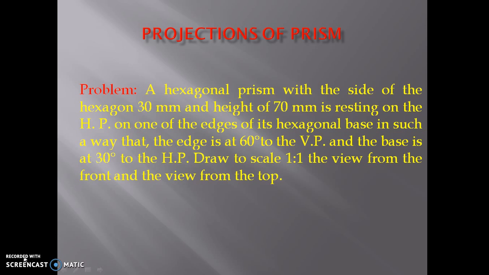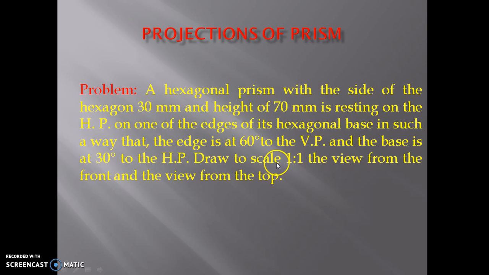The problem is like this: a hexagonal prism with the side of the hexagon 30 mm and height of 70 mm is resting on the HP on one of the edges of its hexagonal base in such a way that the edge is at 60 degree to the VP, and the base is at 30 degree to the HP. Draw to scale 1:1 the view from the front and the view from the top.